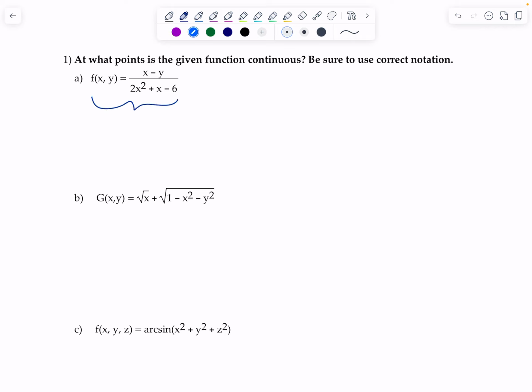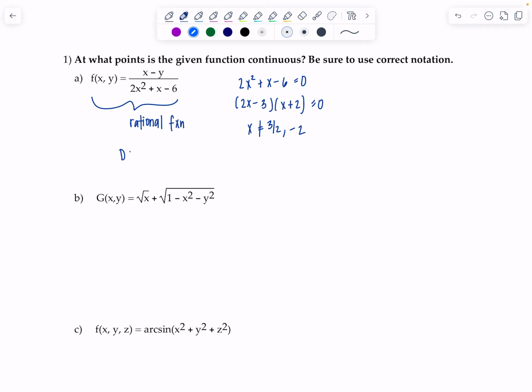So notice here f is a rational function. Its domain would consist of all xy on which this expression here is well defined. So what would make a rational function undefined? If the denominator is 0. So let's see if there are any values that we need to exclude from the domain. So what do I not want to happen? I don't want 2x squared plus x minus 6 to equal 0. This factors into 2x minus 3 times x plus 2. So basically, x cannot be equal to 3/2 or negative 2.